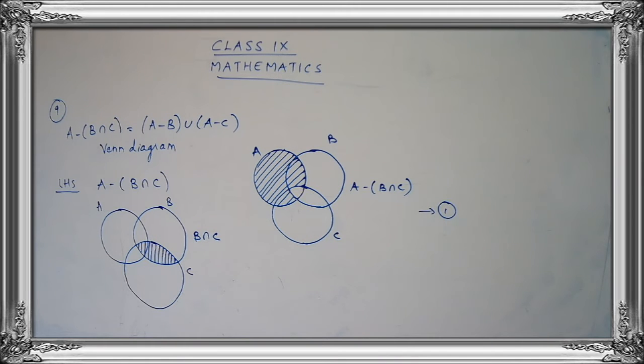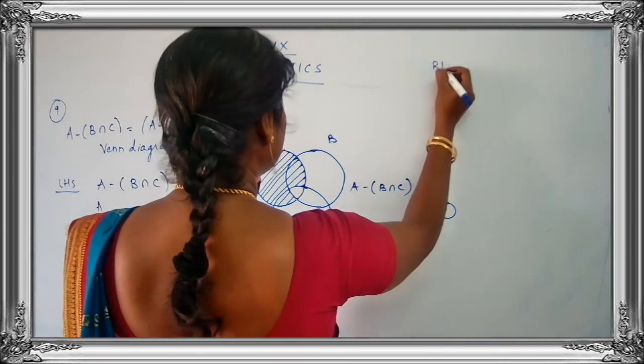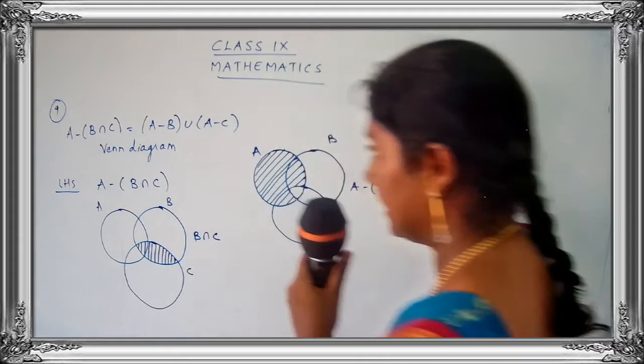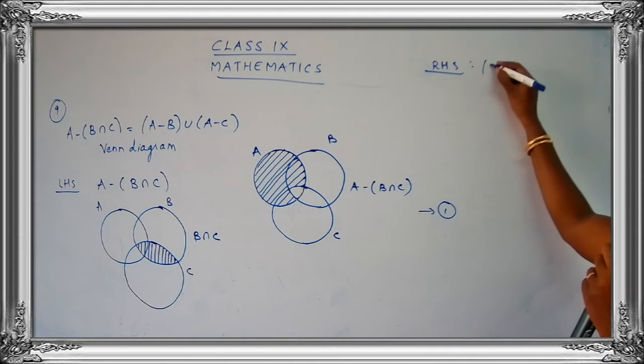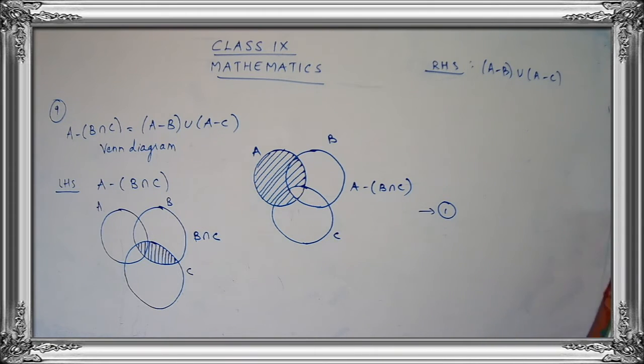Now let's go for the RHS part. What is the RHS part, children? A minus B union A minus C. So what are we going to do here? We are going to do the RHS part. Let me do the RHS over here. I'll write the condition or the property. RHS is A minus B union A minus C.